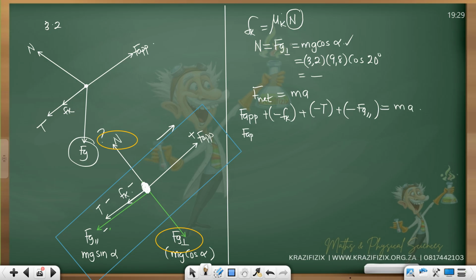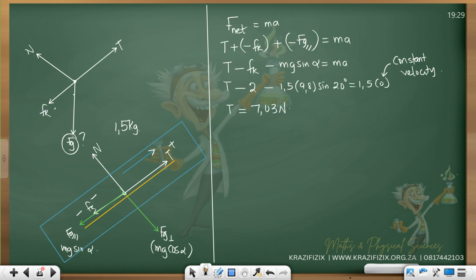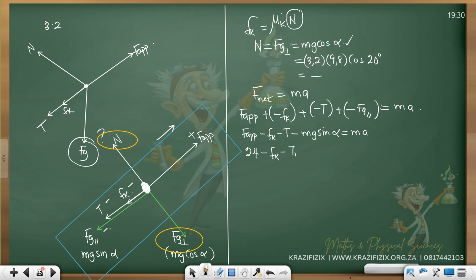Let's break it down. Force applied minus friction minus tension minus mg sine alpha. Beautiful, I think we have everything we need. Force applied is 24. I don't have friction. Tension, we got 7.03, it's the same tension. Mass, 3.2. 9.8 is my g. My angle is 20, sine 20. Acceleration again, 0.